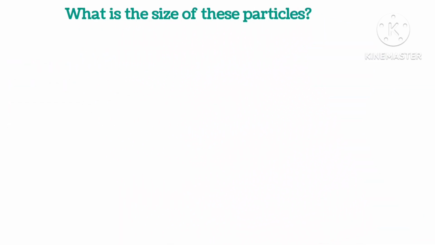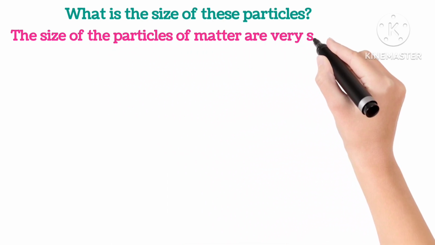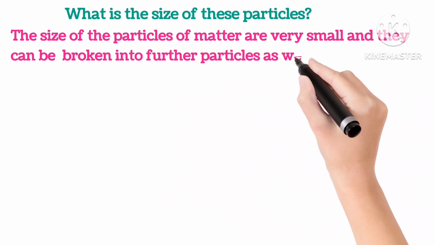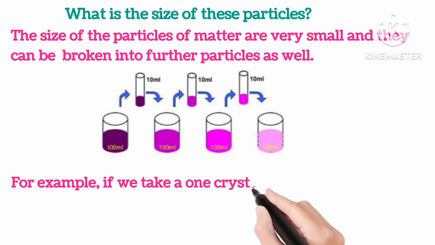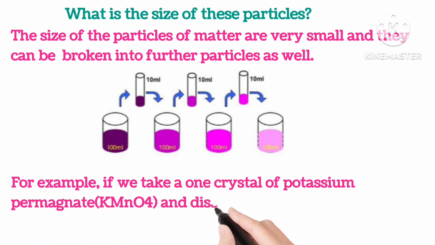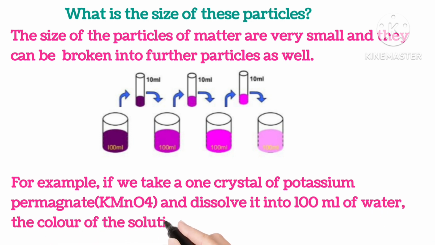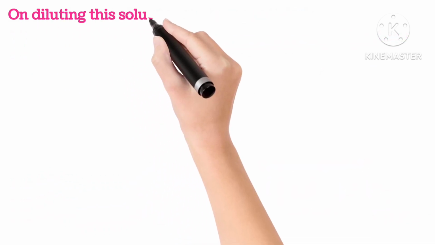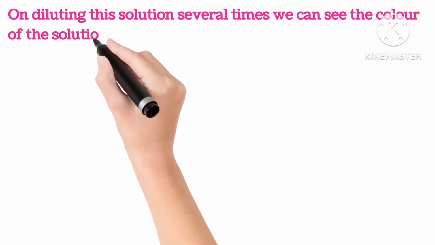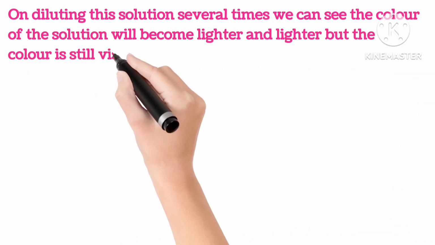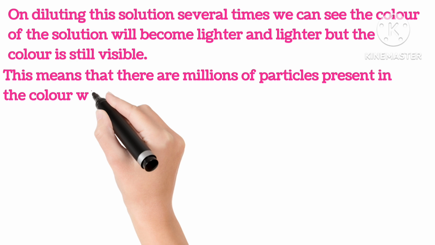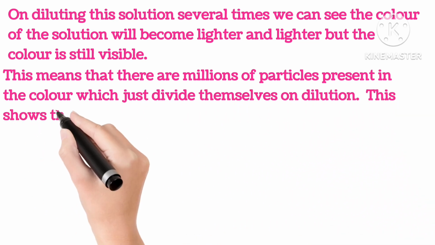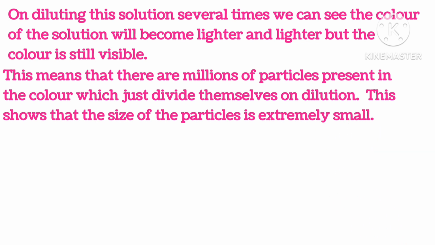What is the size of these particles? The particles of matter are very small and they can be broken into further particles as well. For example, if we take one crystal of potassium permanganate and dissolve it in 100 ml of water, the color of the solution will be dark pink. On diluting this solution several times, the color of the solution will become lighter and lighter, but the color is still visible. This means that there are millions of particles present in the color which just divide themselves on dilution. This shows that the size of the particle is extremely small.